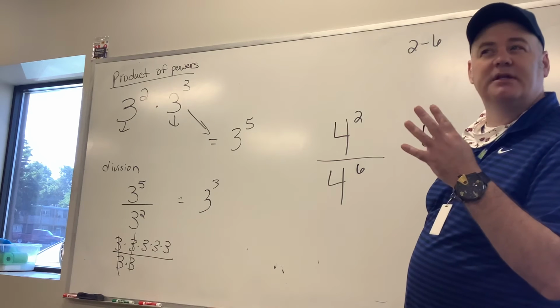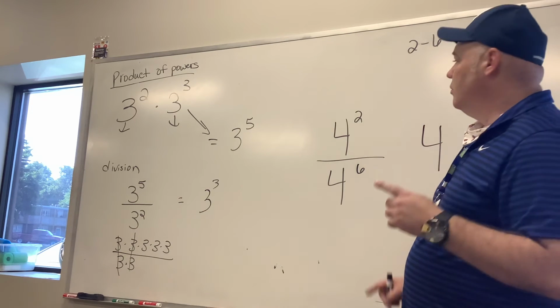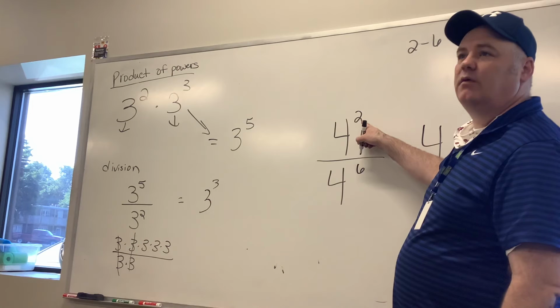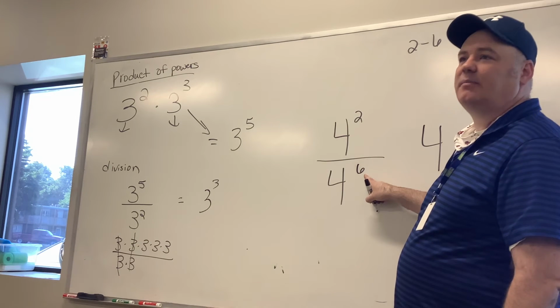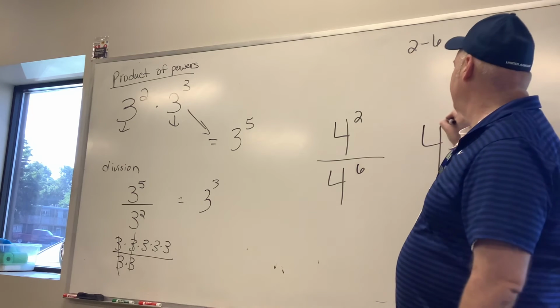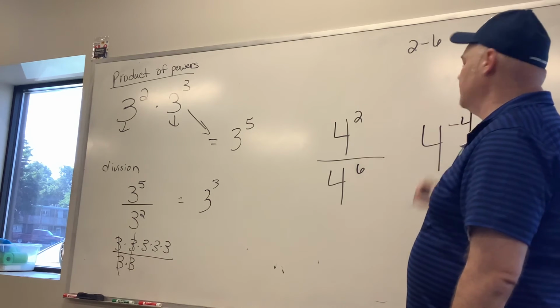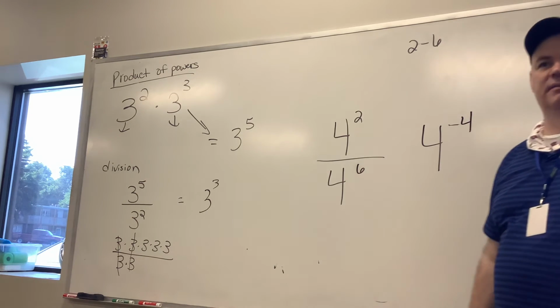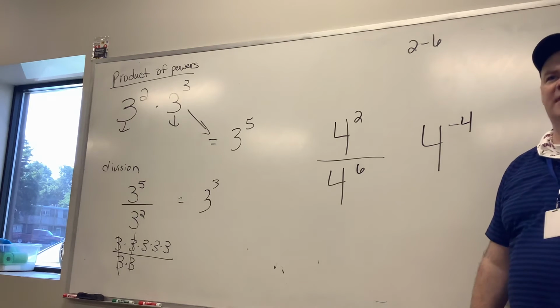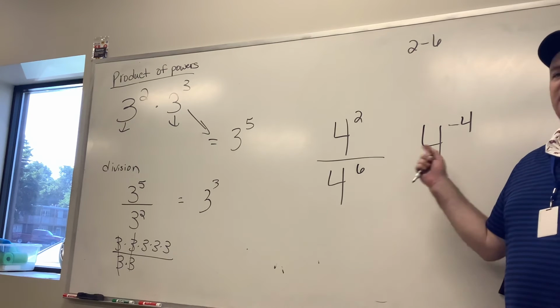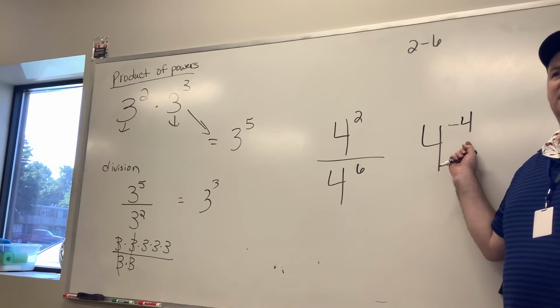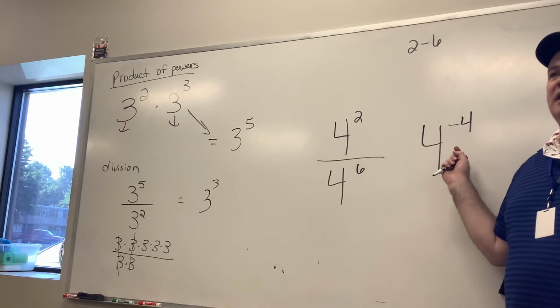I'm hearing 4, but is it? Wouldn't 6 minus 2 be 4? Yeah. What is 2 minus 6? It's not positive 4, it's negative 4. You got something to the negative power. Is it possible to have that? It is. I've been alluding that we're going to have negative exponents. This is when it happens.